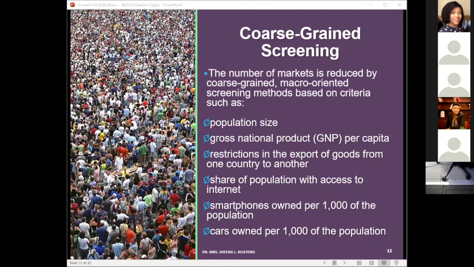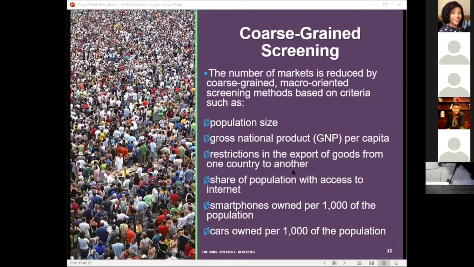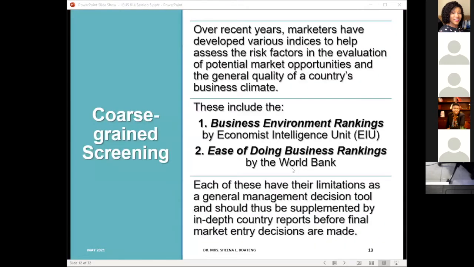All right, so these are the coarse-grained criteria. Now, in terms of coarse-grained criteria, a lot of organizations do not have to go through the hassle to obtain information of this nature, like I just talked about in terms of GNP and GDP, share of population and restrictions in terms of export of goods. We realize that these are mainly general characteristics that can be easily obtained through secondary data, right?